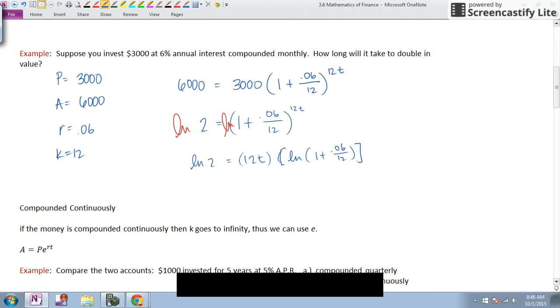Now I am trying to get t by himself. So what am I going to divide by here? Well, I'm going to divide by whatever's not the t because it's all multiplied together. So 12 ln 1 plus 0.06 over 12. I'm going to divide that to both sides, and I'm going to figure out what t is.